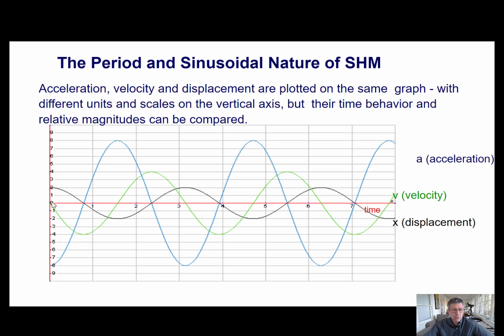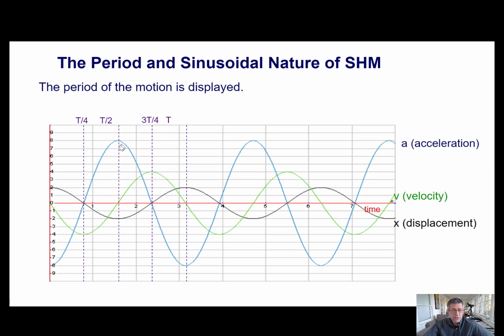Notice the velocity is the odd one here. So the velocity is going to be the sine function as opposed to cosine functions. Again, velocity is going to be zero when displacement is a maximum. And we can correlate these. So we can look at different time points, right?